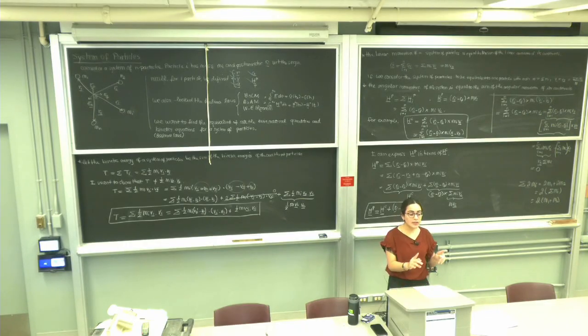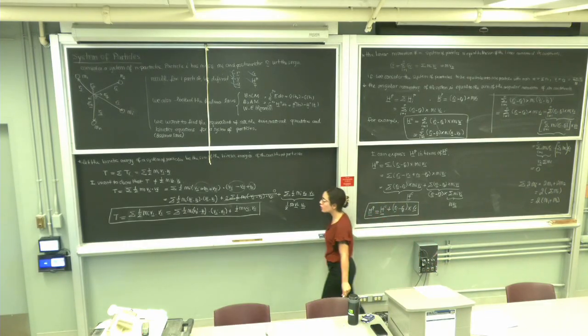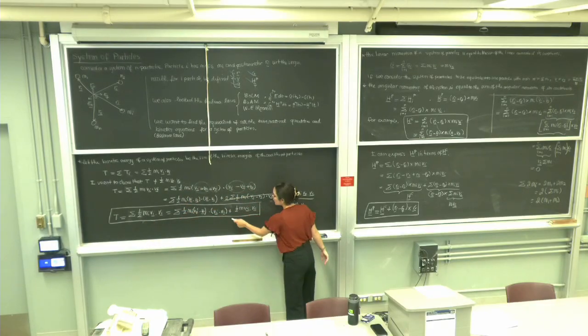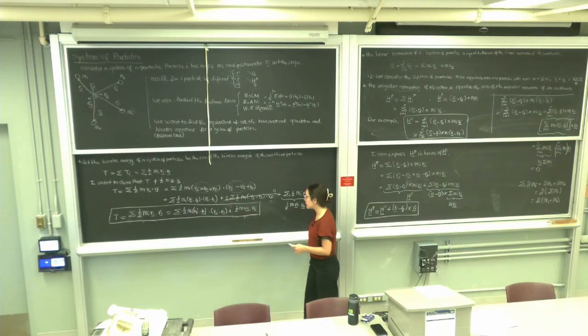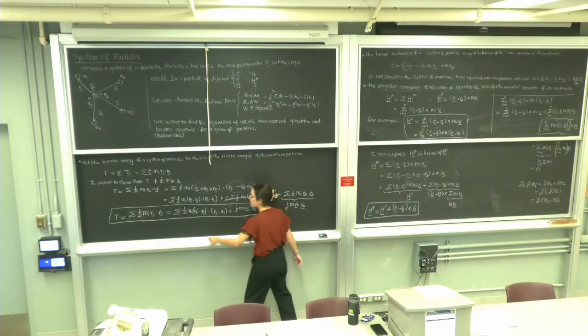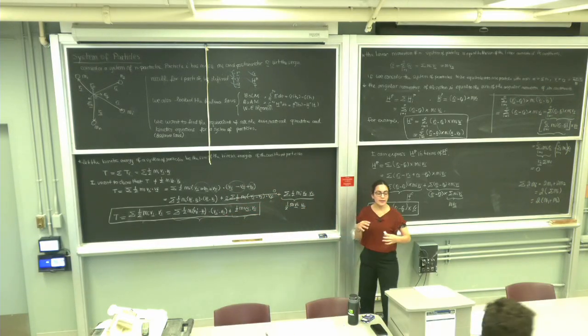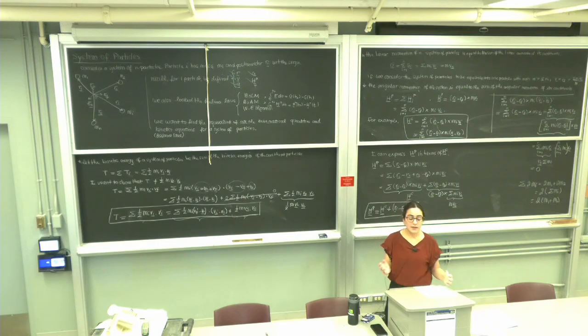Just be careful. We did all this calculation to show that the sum of half MI VI squared is not half MVC dot VC. We have this additional term here. So we cannot consider the kinetic energy of the system of particles to be equal to the kinetic energy of a particle with total mass M and velocity VC. We cannot do that. Okay?